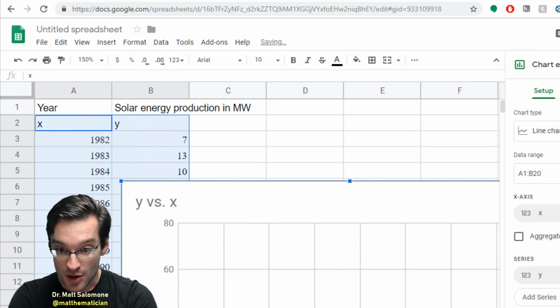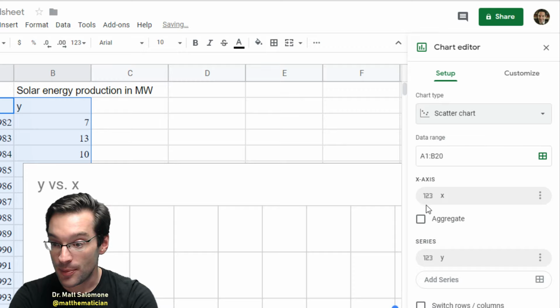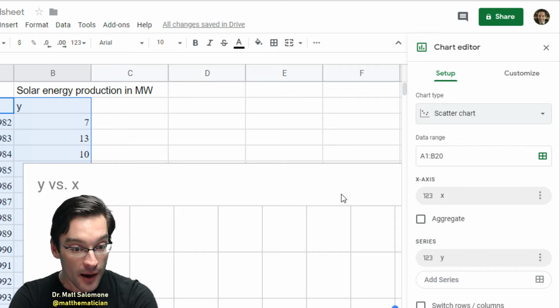And the type of chart that I want to insert here, anytime we're graphing behavior that includes x's related to y's, is not a line chart, but rather a scatter chart or a scatter plot. So I'm going to scroll down here and choose scatter as the type of chart that I want to see. And once I do that, my Google chart is nice enough to give me the whole picture here. So here's that same graph that we were seeing in Desmos just a minute ago.